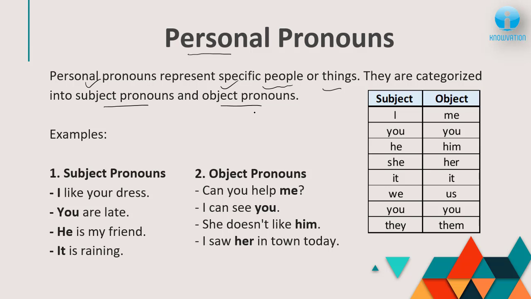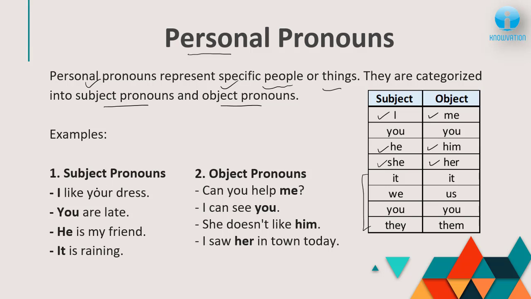Alright, so agar subject ki baat kare to pronouns hote hain I, aur usko agar object mein convert karenge, then it will be converted into me. Similarly, you will remain you. He is a subject pronoun which gets converted into him. She is a subject pronoun which when used as an object is used as her. Similarly, you can see all these are subject and object pronouns.